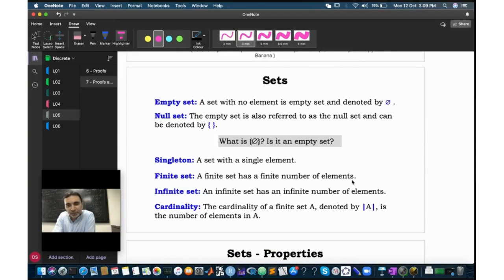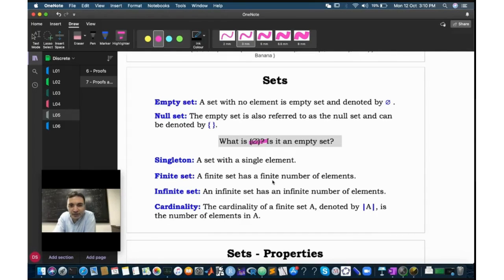Empty set is a special set which does not contain any elements. We call it the null set as well. This set in here is not empty. Okay, this set contains one element which is an empty set. A singleton is a set which only contains one element. This kind of set we call a singleton. So for example, this set that we had, which contains the empty set, is a singleton. Okay, because it contains one element.